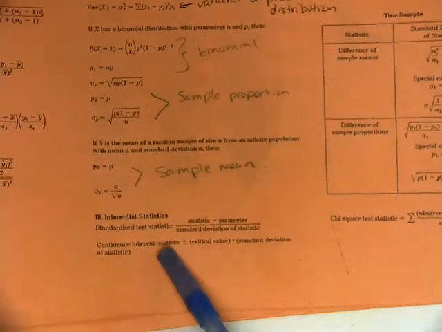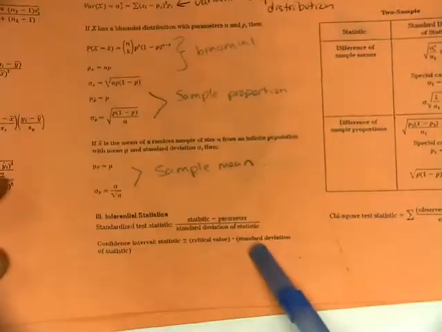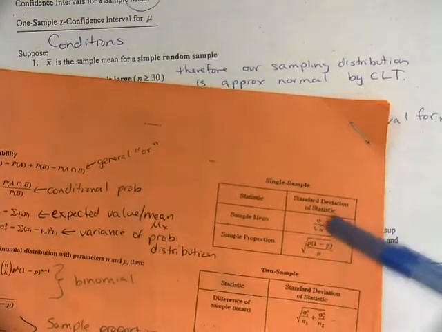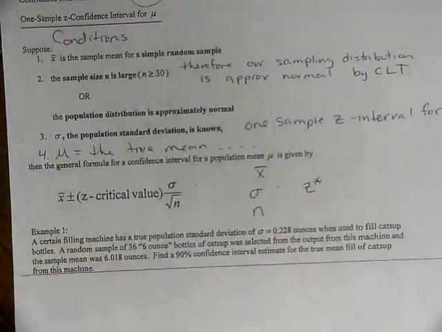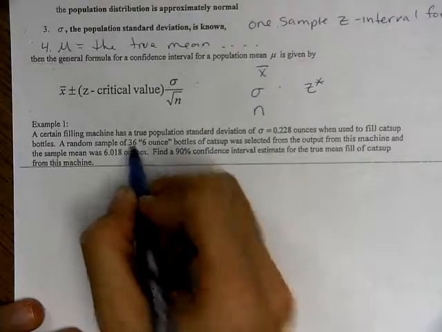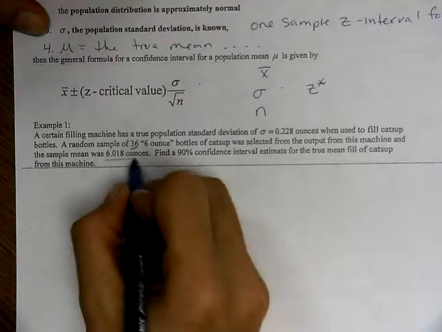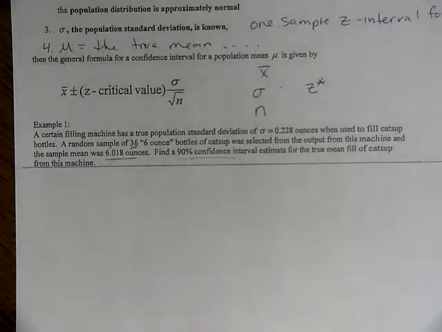Remember your confidence interval down here is the statistic, either p hat or x bar, plus or minus your critical value, times your standard deviation, which will either be this or this. So for both 9.1 and 9.2, the formula sheet has the formula if you know where to find it. So you don't necessarily have to memorize this. Okay, so let's try one. A certain filling machine has the true population standard deviation of 0.228 ounces when used to fill ketchup bottles. A random sample of 36 6-ounce bottles of ketchup was selected from the output of this machine, and the sample mean was 6.018 ounces. Find a 90% confidence interval estimate for the true mean value of ketchup from this machine.